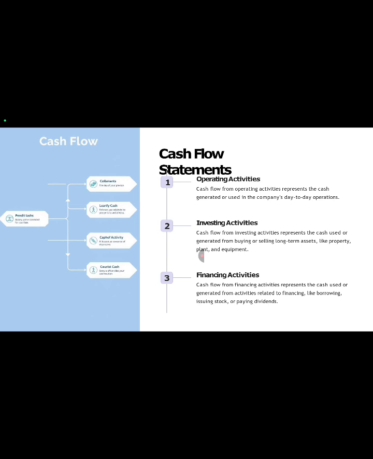Cash flow from operating activities represents the cash generated or used in the company's day-to-day operations. Investing activities: cash flow from investing activities represents the cash used or generated from buying or selling long-term assets like property, plant, and equipment. Third, the financing activities: cash flow from financing activities represents the cash used or generated from activities related to financing, like borrowing, issuing stocks, or paying dividends.